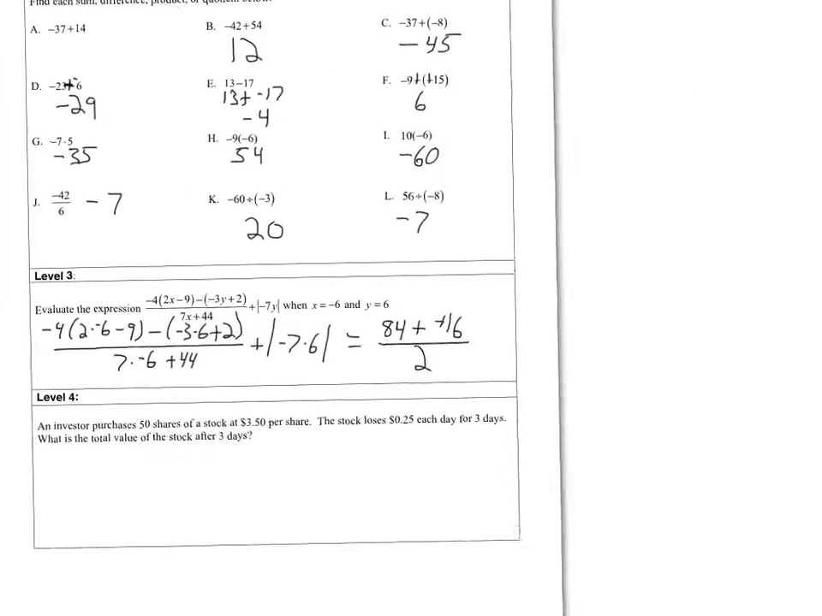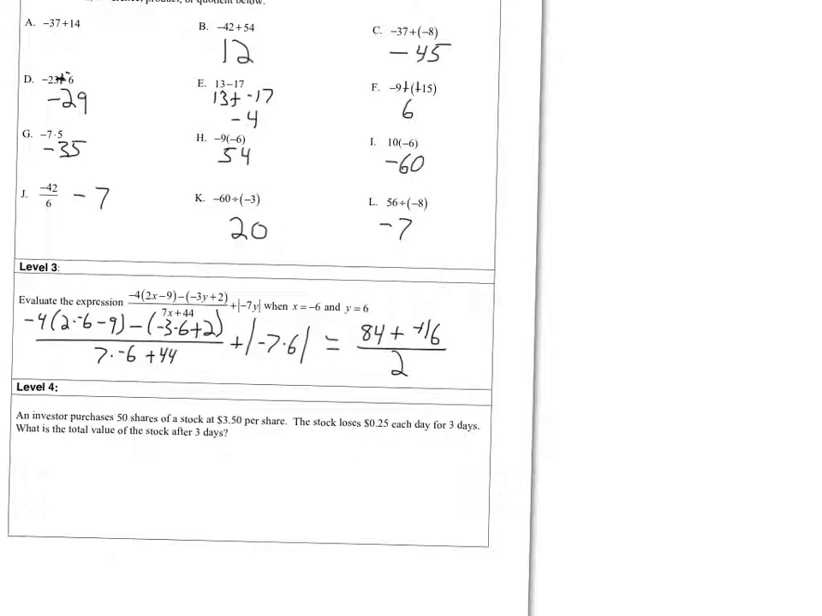And I still have the absolute values here. I have to add that on. 7 times 6 is 42. The absolute value of negative 42 is 42. So now we have a little bit of arithmetic left to do. 84 and 16 adds up to 100. 100 divided by 2 is 50, and 50 and 42 is 92. So I get as a final answer 92.